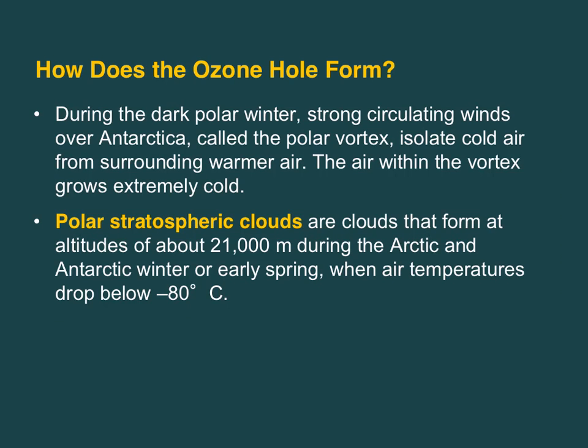So it forms because of the dark polar winter. What happens in the winter of the poles is there's no sunlight. So you get really strong circulating winds, and we call this a polar vortex. The first polar vortex we named and noticed was one over Antarctica, because that's where the biggest ozone hole was, so we spent most of our time researching there. And this polar vortex isolates cold air from the surrounding warmer air, and so the air gets extremely cold.